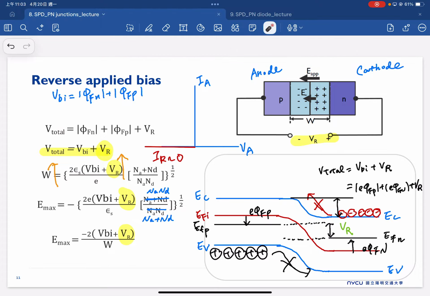Okay, so just a reminder that there's a mistake in this equation: the N_A N_D is on top and the N_A plus N_D is on the bottom.